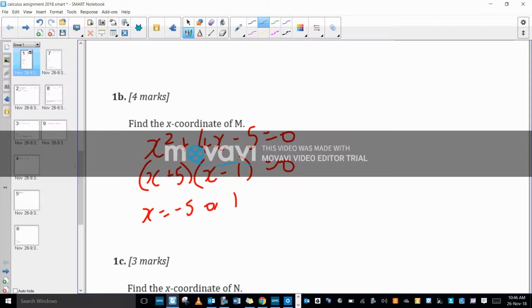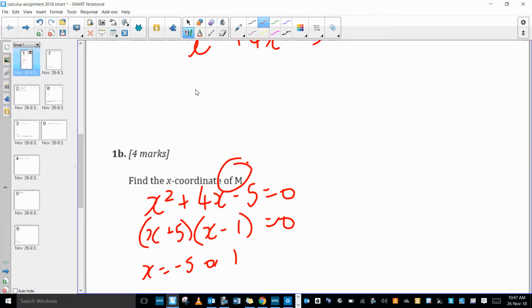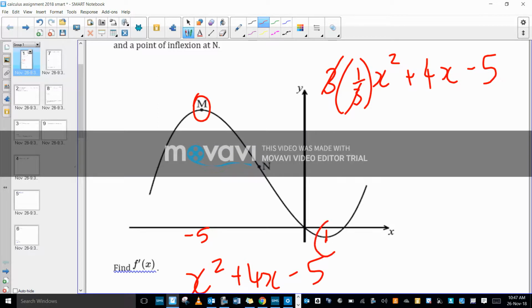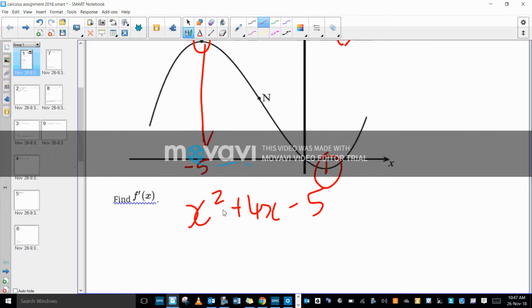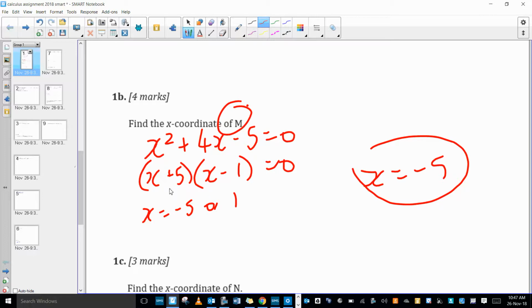But they want the x coordinate of M. Now if you know that it's at negative 5 and 1, then realistically this has to be negative 5 and this has to be 1, because there are two maximum and minimum points. So the x coordinate for M has to be negative 5. You do need to make sure you make that statement. You can't just leave it as these two options.